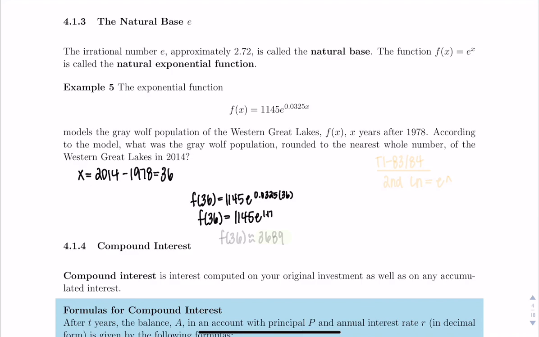And on your calculator, your TI-83 or TI-84, to get the E button, you go ahead and you click the second button and then ln. And that will give you E raised to something. So let's go ahead and just calculate this whole thing out. And so f of 36 rounded to the nearest whole number is approximately 3,689.